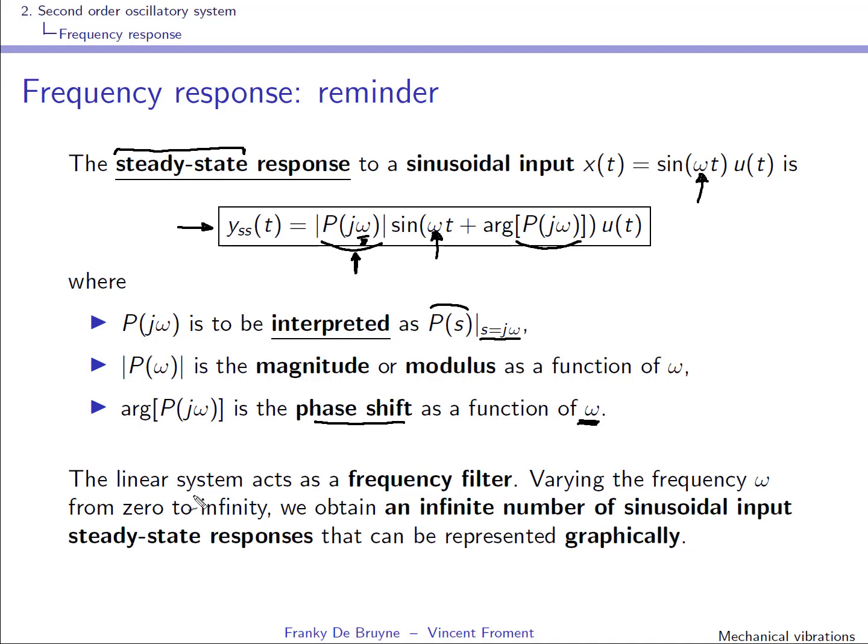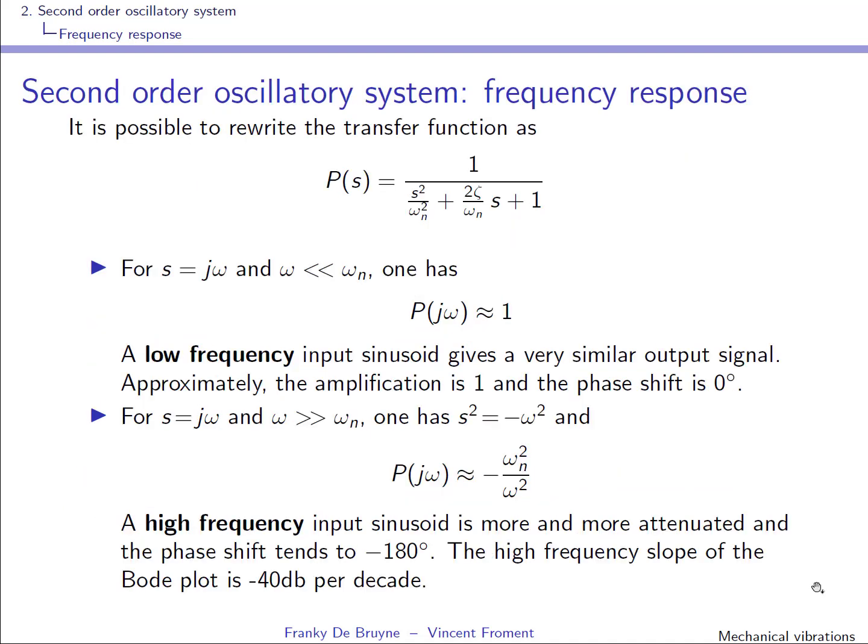So we see that this linear filter acts as a frequency filter. When you vary omega from 0 to infinity, you can see how much amplification and phase shift you're going to have at that particular frequency. And this is often represented graphically in a Bode diagram. And this is, of course, what we're going to do for this second order oscillatory system.